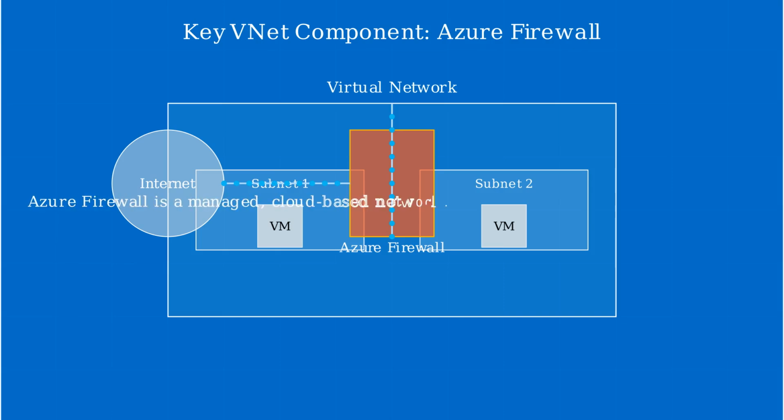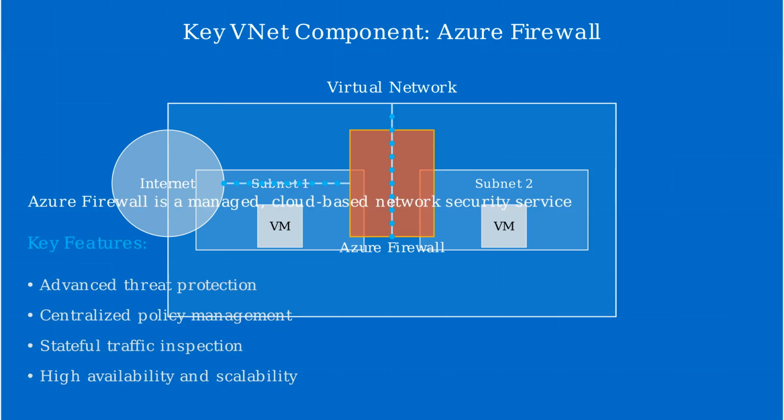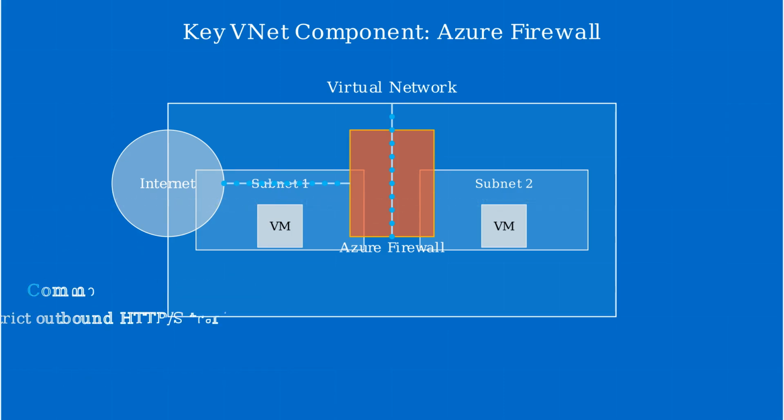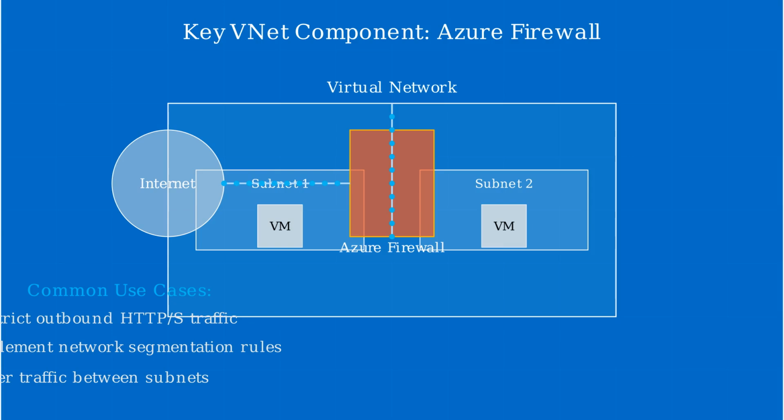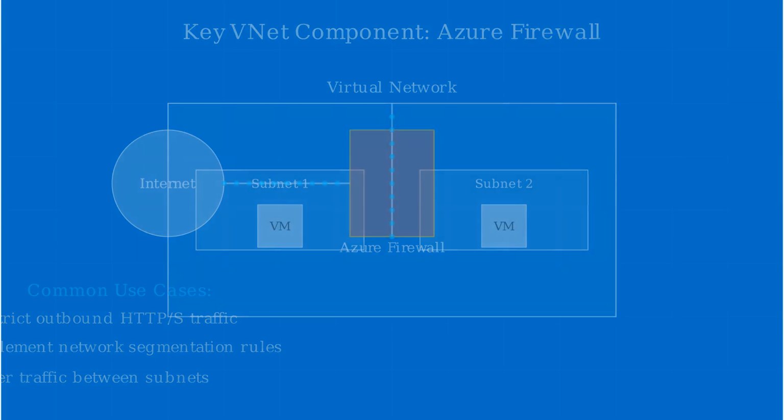Azure Firewall offers advanced threat protection and centralized network security policy management. Common use cases include restricting outbound traffic, implementing network segmentation rules, and filtering traffic between subnets within your virtual network. Azure Firewall integrates with Azure Monitor for comprehensive logging and analytics of all traffic.